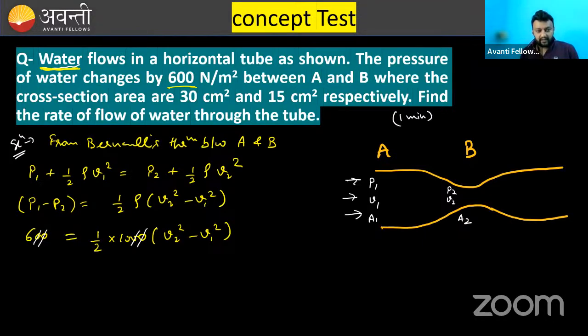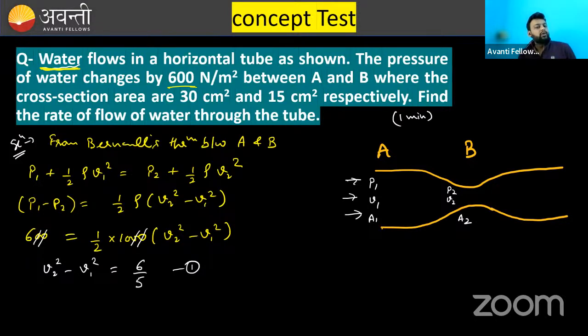Okay, so this will be 6 by 5. So the equation is V2 square minus V1 square is equal to 6 by 5. Let it be equation number 1. I think to this point, everything is clear.